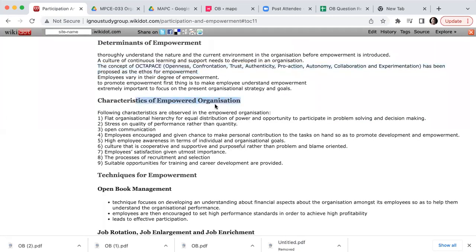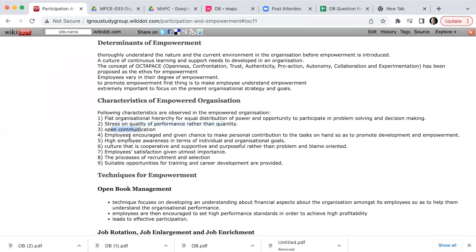Now we are going into characteristics of an empowered organization. We talked about flat organizational hierarchy. Generally, this is where empowerment happens. Hierarchical organizations don't have sufficient empowerment, right? It stresses the quality of performance rather than quantity. So quality is the main aspect.